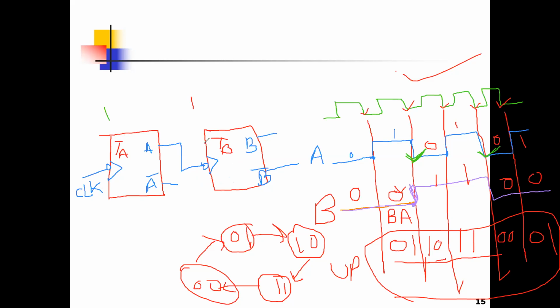Girls, for a T flip-flop, do you have any condition where, for any value, the flip-flop gives you the complement of the previous output? No? Really? For the T flip-flop you don't have this? We have it for the JK. Only JK? The question is, for the T flip-flop, is there any condition where it gives you the complement of the previous output? No, there is no condition like this.